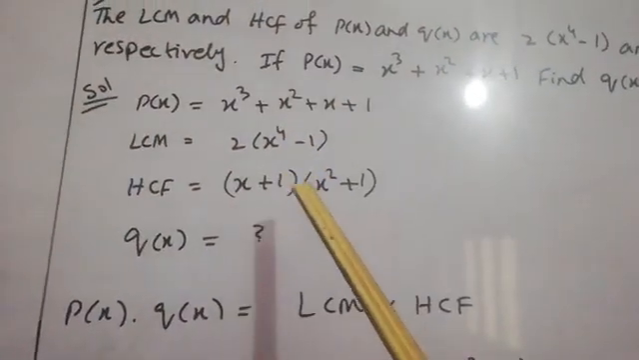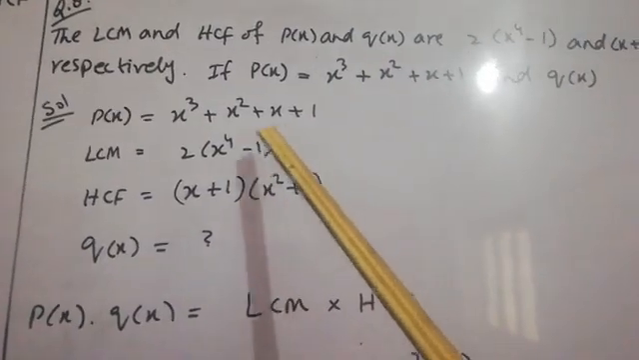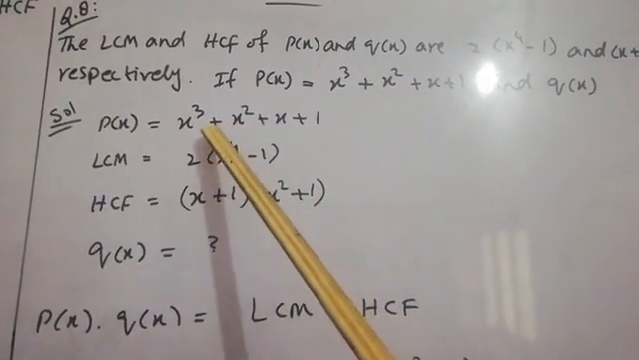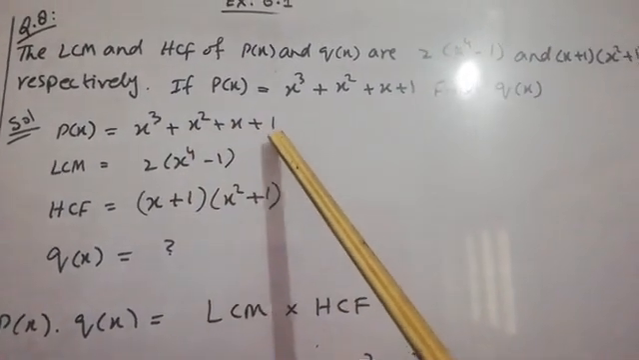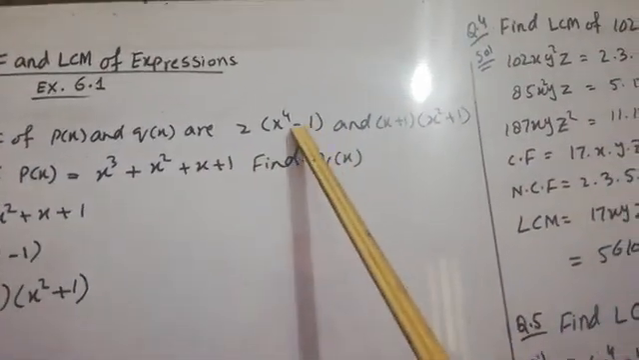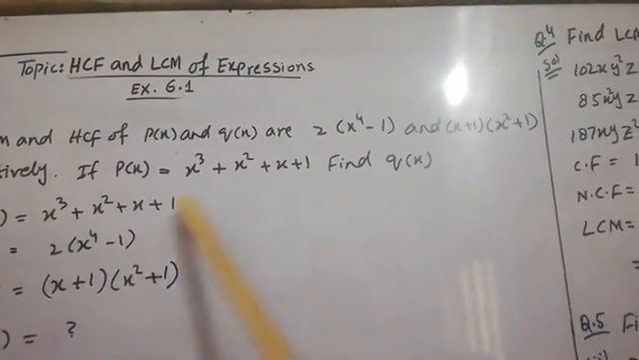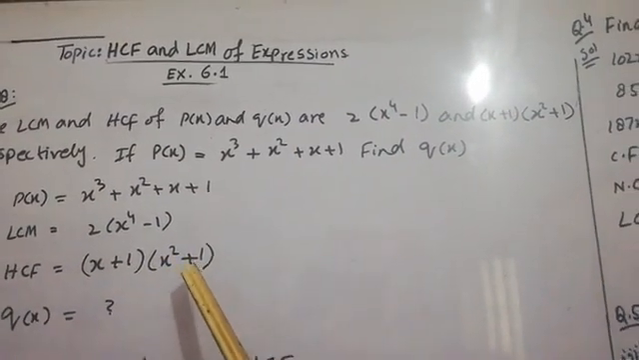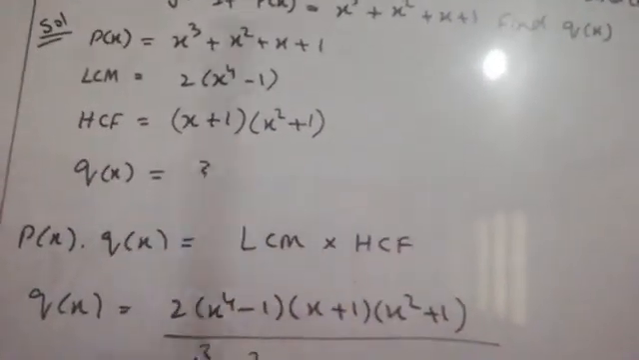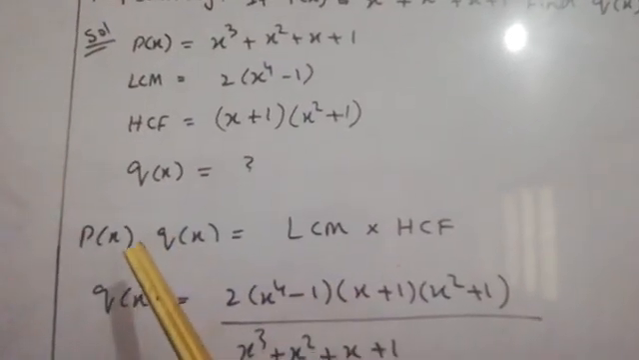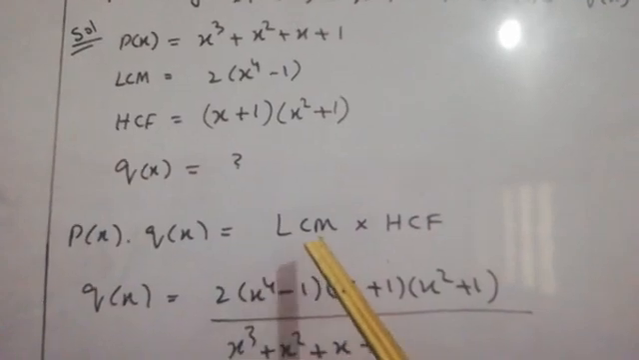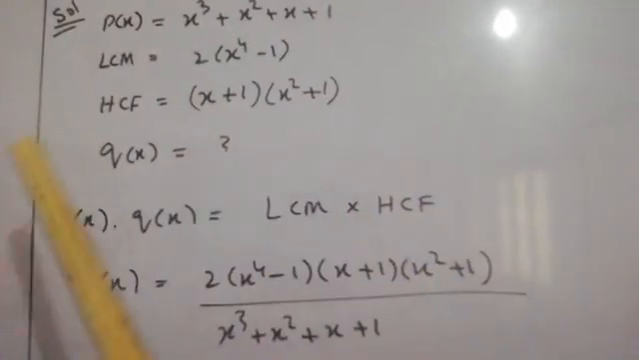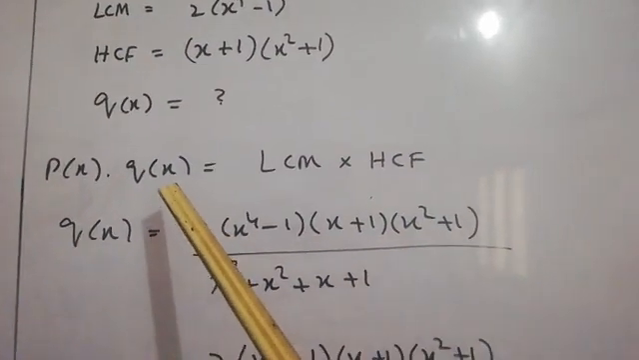Here, dear student, first of all we will write the data of the question. Polynomial p of x is equal to x cube plus x square plus x plus 1, and LCM is given as 2 times x raised to power 4 minus 1 and HCF is x plus 1 and x square plus 1. We will find the q of x. Dear student, first of all, you know the rule that the product of two polynomials equals the product of their LCM and HCF. This is the rule. From this we will derive the value of q of x.